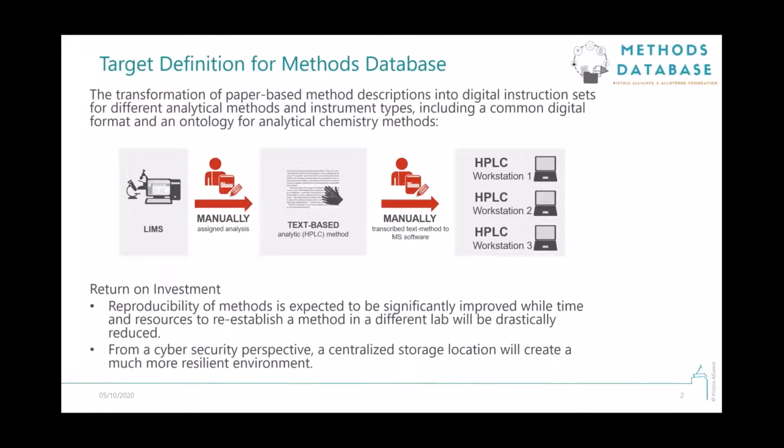So just to recap from last year, the goal of the methods database is to replace the paper-based method description in a digital form so that we can automate the interfacing, for example, between a LIMS system and the instrumentation, which will help us to increase, for example, data integrity, but also process efficiency. A not unusual number that we heard from the collaboration partners was that it can take up to a week to set up a validated method for a new instrument.